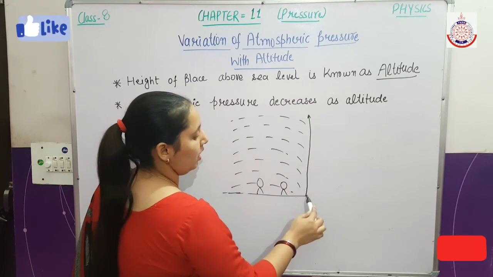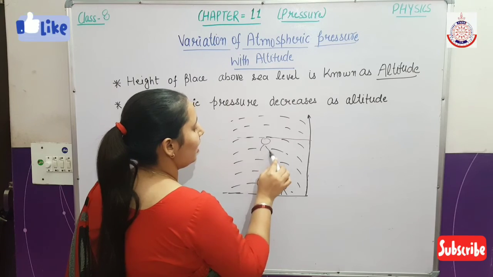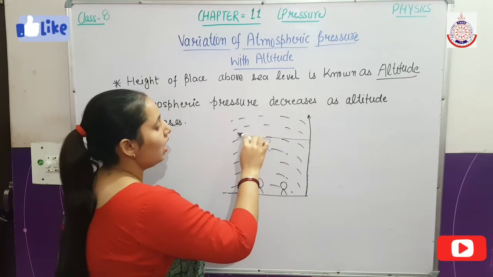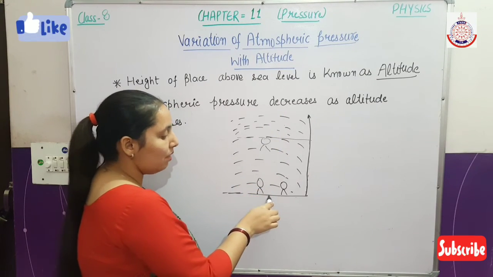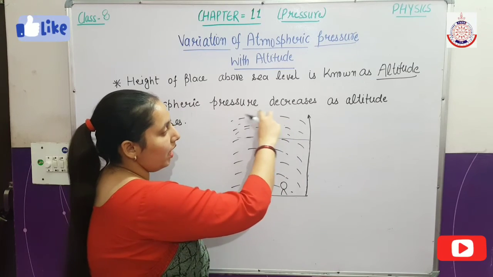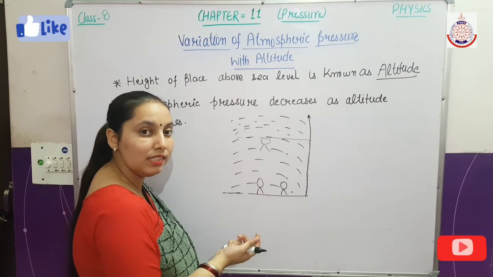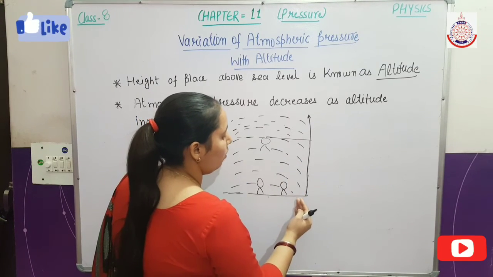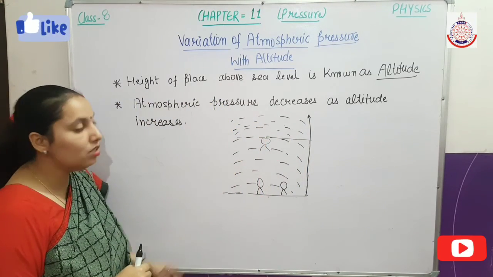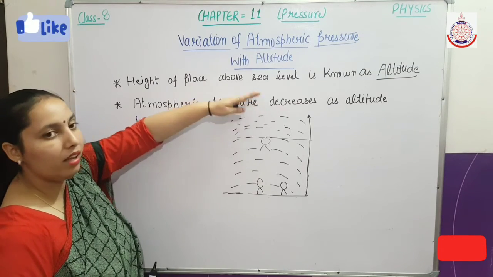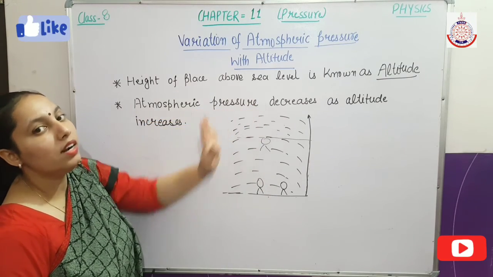Whenever the altitude increases, the person is now moving up. It has moved to this height. It means now the layers of air are less in comparison to this. If the layers of air are less, it means the pressure exerted by those layers of air is also less. From here, I will conclude that whenever the altitude increases, the atmospheric pressure decreases, because the amount of air, the layers of air present, decreases as height increases.